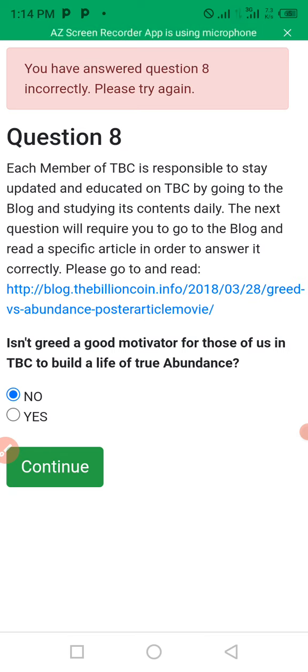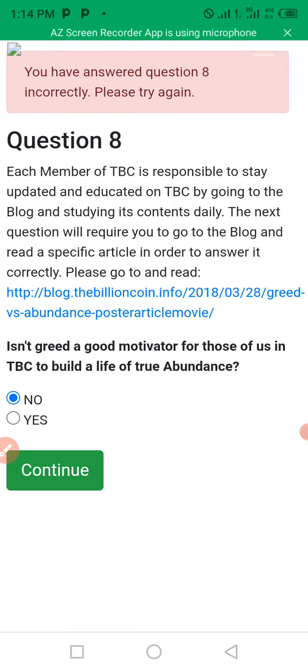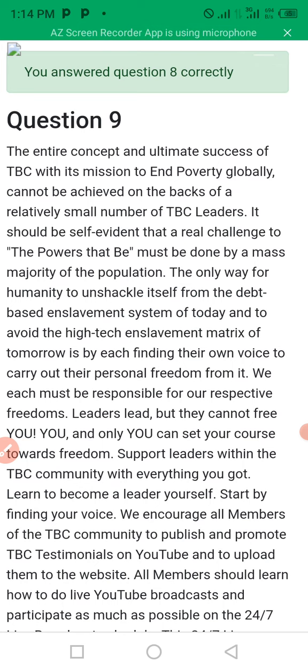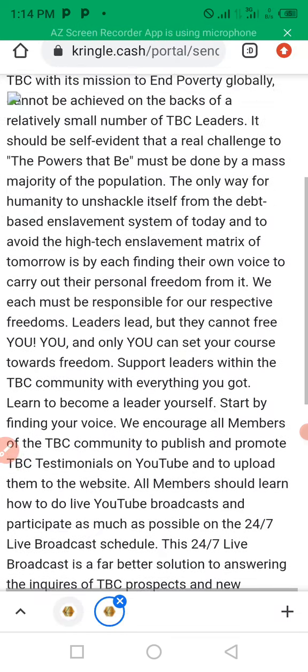Yes, it's very great, because you are holding the title of millionaire and billionaire. So when you are on the core team, what do you expect? You will be very greedy if you cannot motivate and build a life of abundance for your people. It is a very great attitude, which is no. We have to build it. So that's the correct answer. Question number 9.